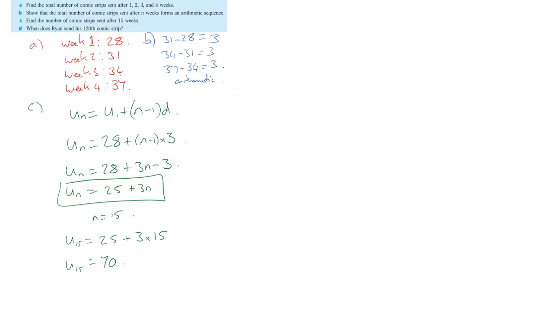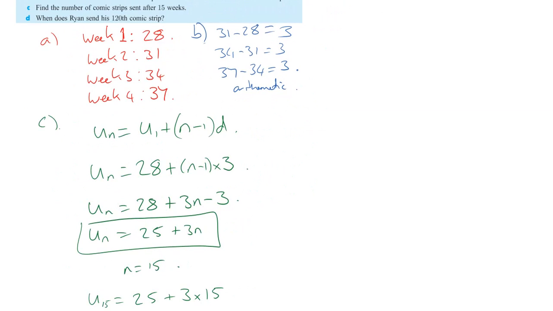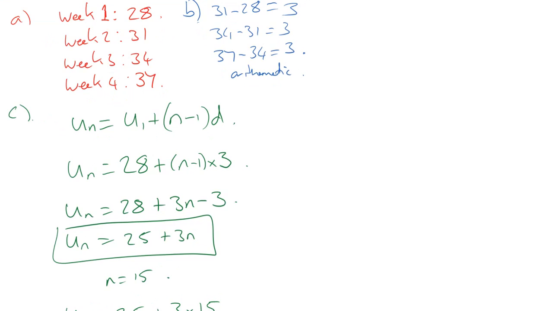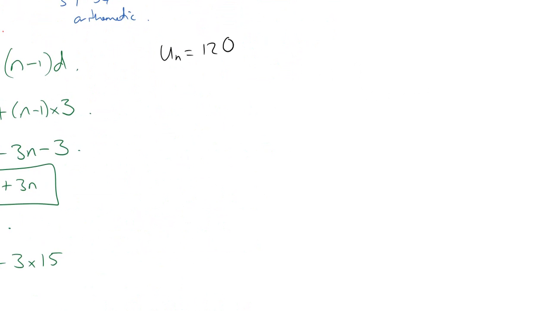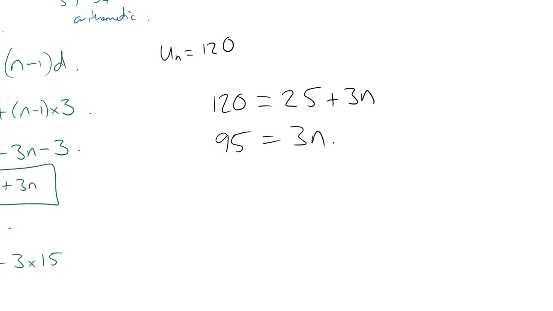Now, let's carry on. When does Ryan send his 120th comic strip? Well, let's have a little think about this. We want to know when he sent 120, so we're going to set un to be 120. Let's pop that into our formula. We're looking for the number of weeks, so we're going to say that 25 plus 3n is equal to 120. If I take 25 from both sides, I'm going to have 95 equal to 3n. Now, if I divide through by 3, I'm going to end up with n being equal to 31 2/3.